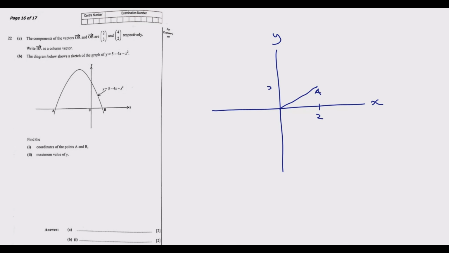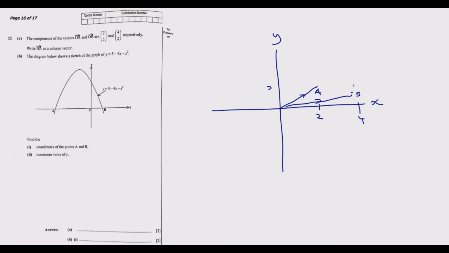Then to get to B, we are moving 4 units, so x is 4 somewhere here. Then we maintain the value of y, which is basically the same, so the value of y now becomes 3, slightly lower here. So this is B, and this is the direction.